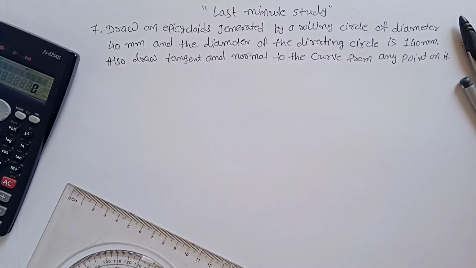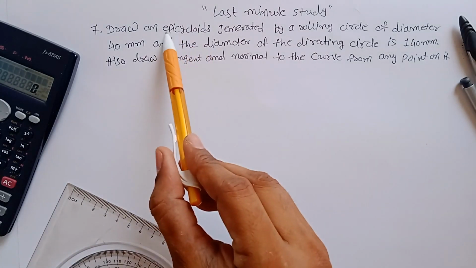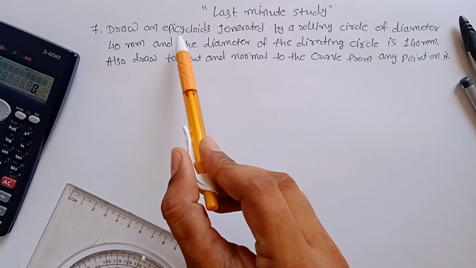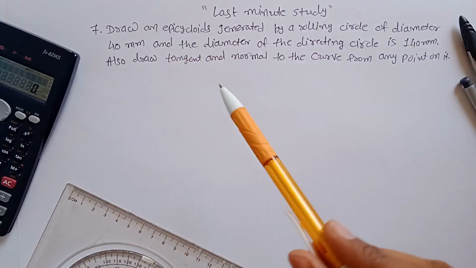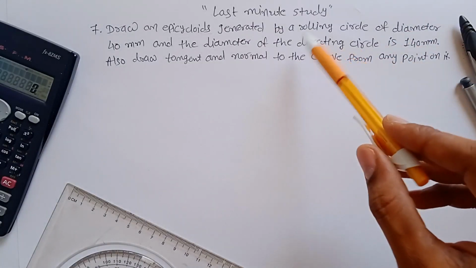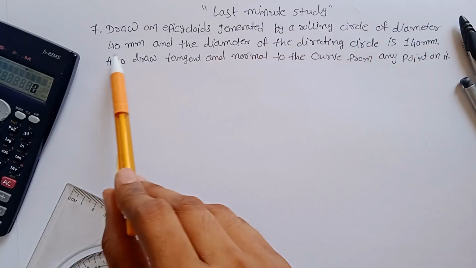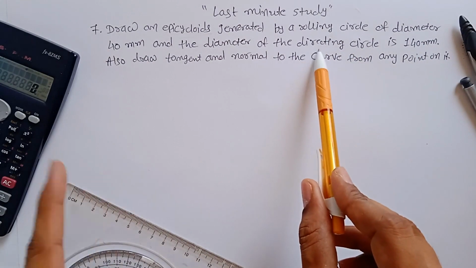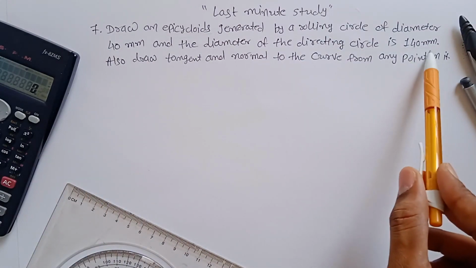Problem number 7 from the engineering course sheet, in which you have to construct an epicycloid, which is a part of the cycloid family. In an epicycloid, the circle rolls on another circular path. The rolling circle diameter is 40 mm and the diameter of the directing circle is 140 mm.